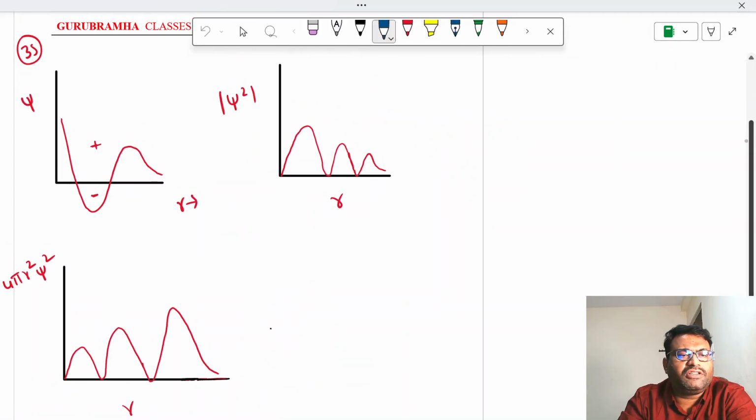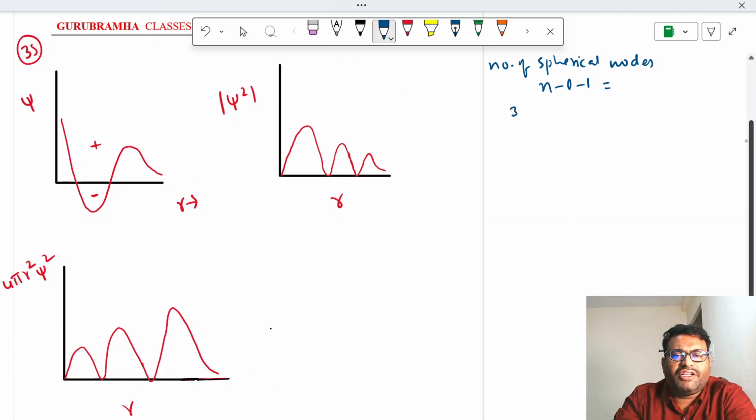This is which orbital? 3s. So the number of spherical nodes is given by n minus l minus 1. For the 3s orbital, 3 minus l, the value for an s orbital is 0, minus 1, that is equal to 2. See, you are finding 2 nodes. Here is one node, here is one node, 2 nodes.